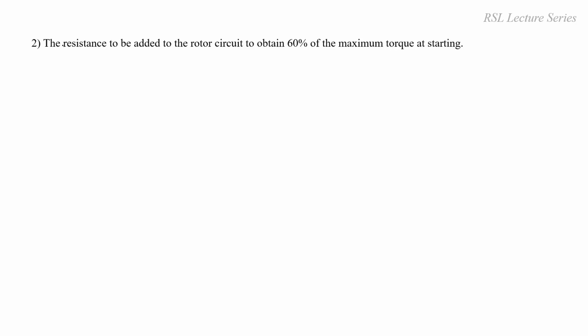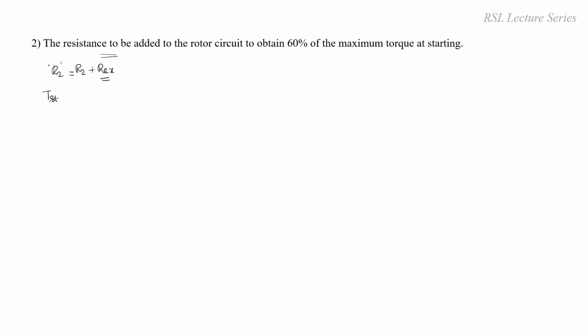So now we will solve the second subdivision. In the second subdivision, it is given that we have to find the resistance to be added to the rotor circuit. Let us consider R2 dash as the increased value of rotor resistance, which is nothing but R2 plus the externally added resistance value, to obtain 60% of the maximum torque at starting.